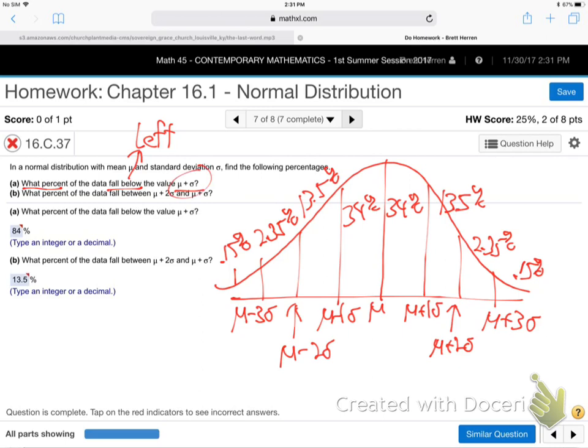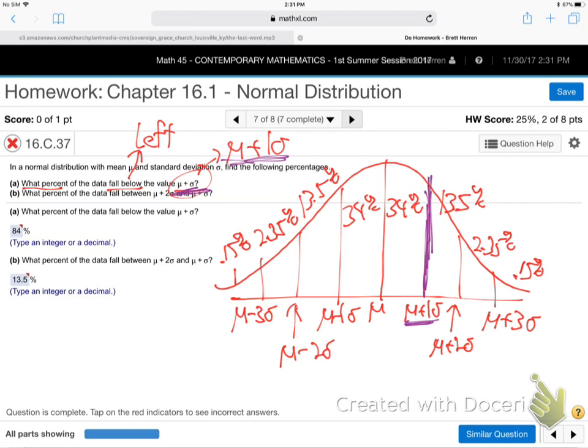Below mu plus sigma. Where's mu plus sigma? What number's in front of that? Mu plus sigma. It must be an understood 1, huh? There's no number there, so that means mu plus 1 sigma. So that's where? That's right here. Mu plus 1 sigma, huh? That's one jump to the right of the middle, isn't it? Mu plus 1 sigma, mu plus sigma.